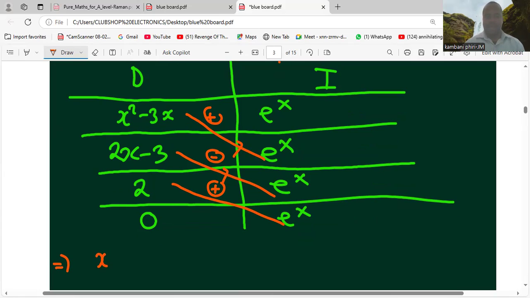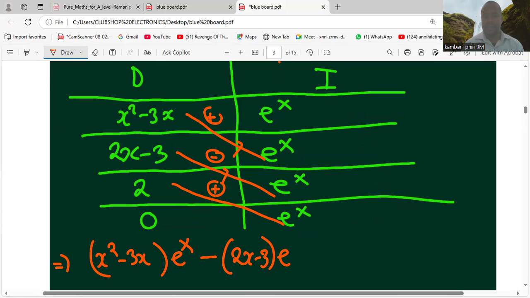So what do we have? We have x squared minus 3x, you multiply this by e to the x, minus 2x minus 3 times e to the x, plus 2e to the x, plus the arbitrary constant, all right?